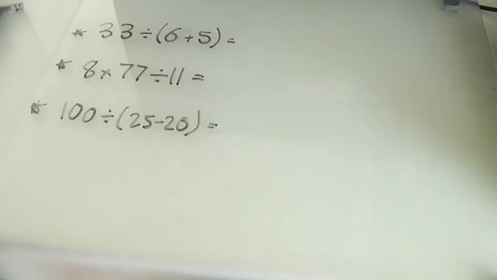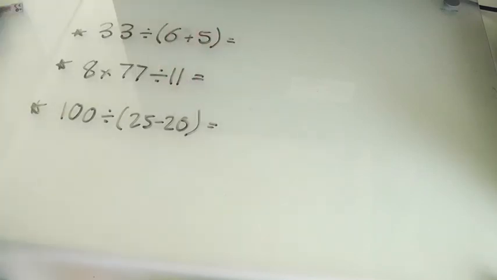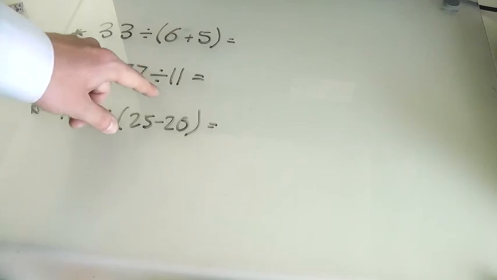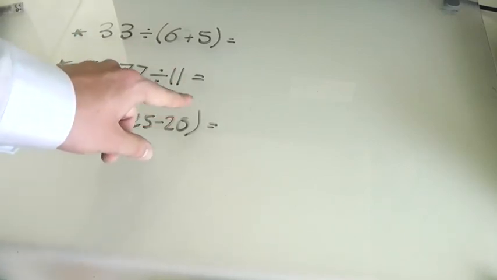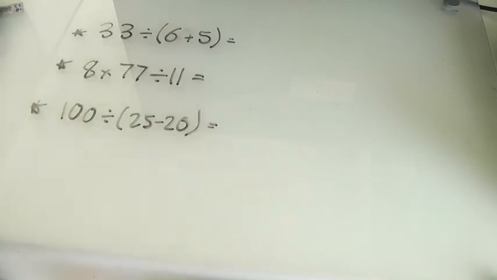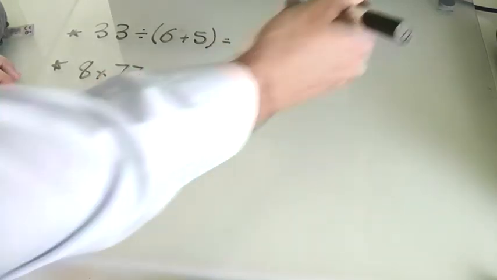And now it's your turn. So we've got 33 divided by (6 plus 5) equals, 8 times 77 divided by 11 equals, and 100 divided by (25 take away 20) equals. Remember to write out your BODMAS first, so you remember the process, and have a go at these. Let's have a look at the first one first then. So, write out our BODMAS.